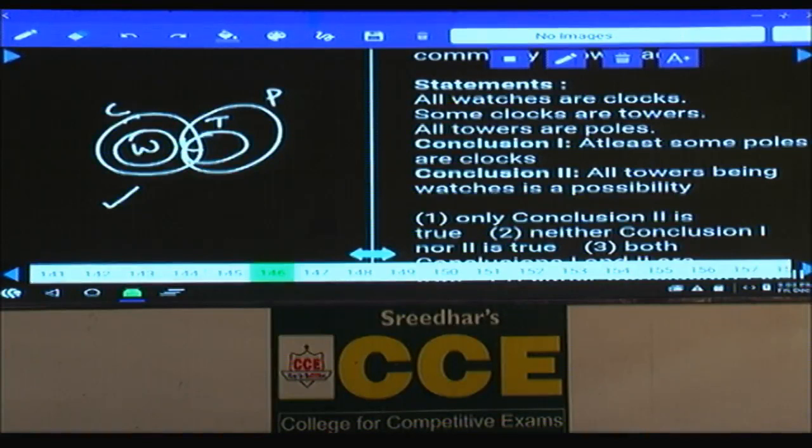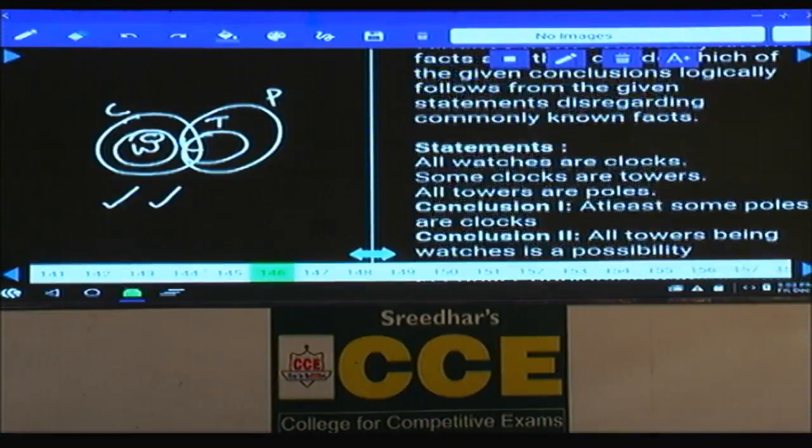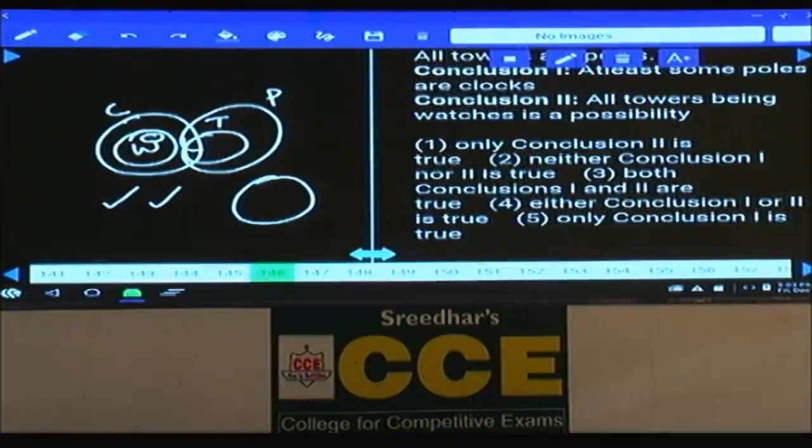All towers are watches means this entire tower must be part of watch. Is it possible or not? All the statements are affirmative. For a possibility, we can write it as a single diagram. Hence all the conclusions are true. Both 1 and 2, it is given in choice 3.